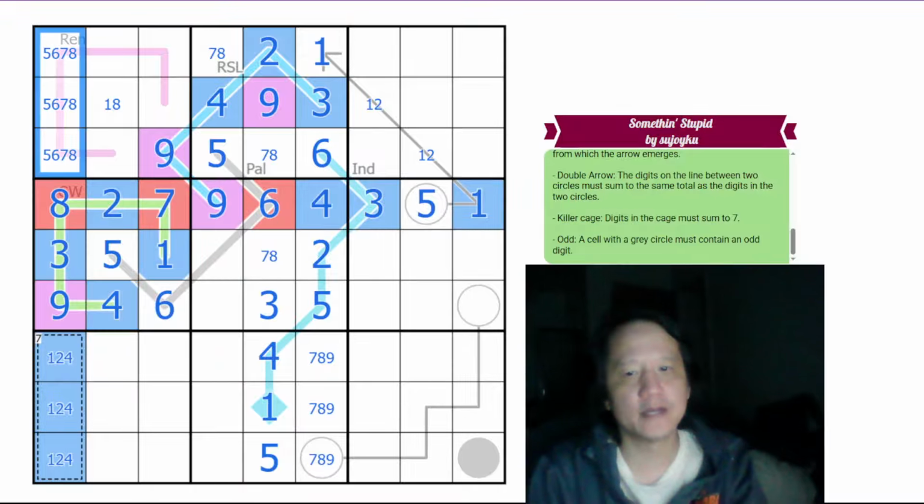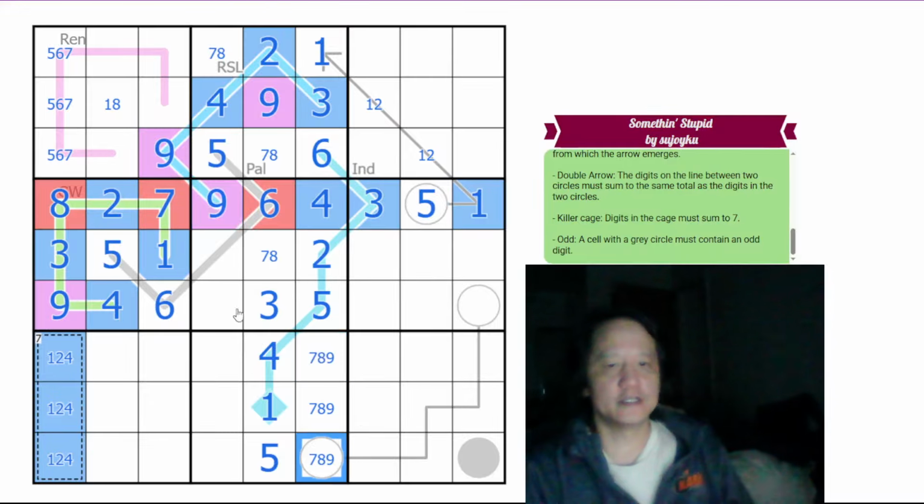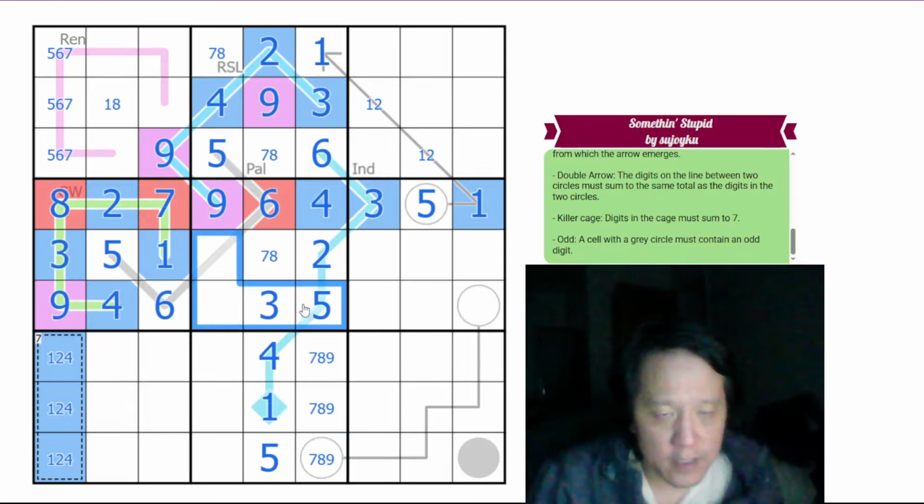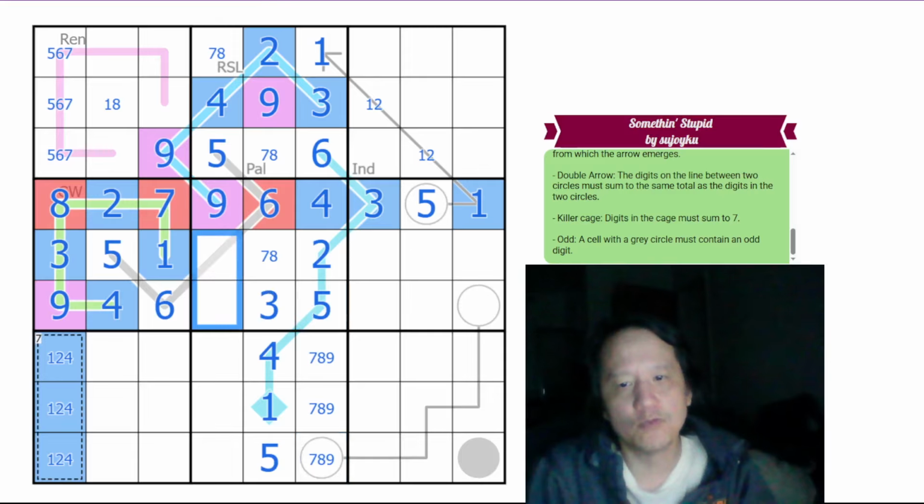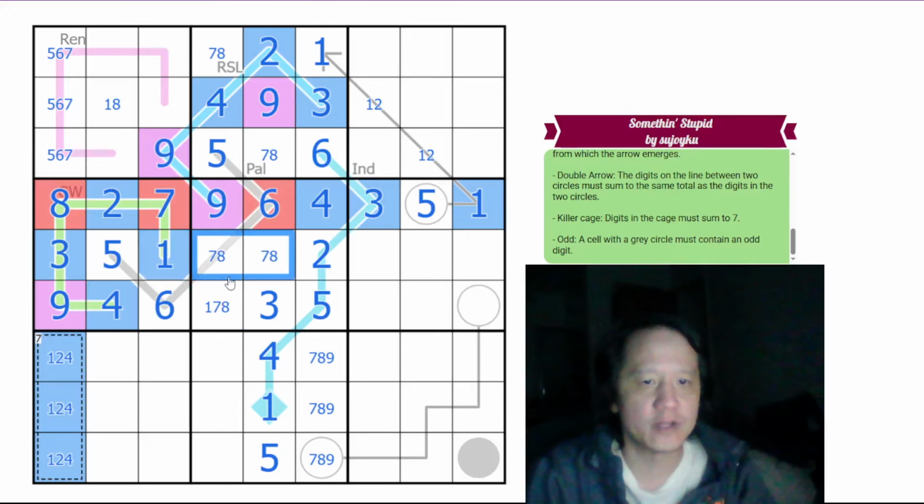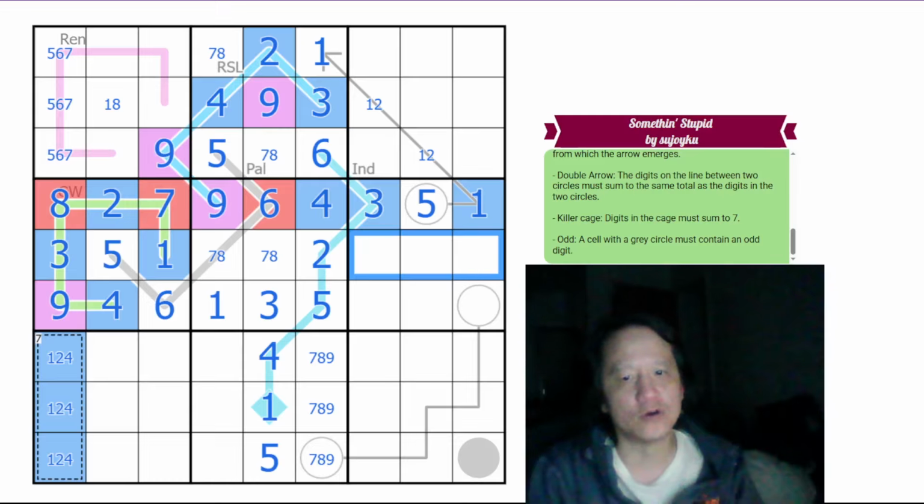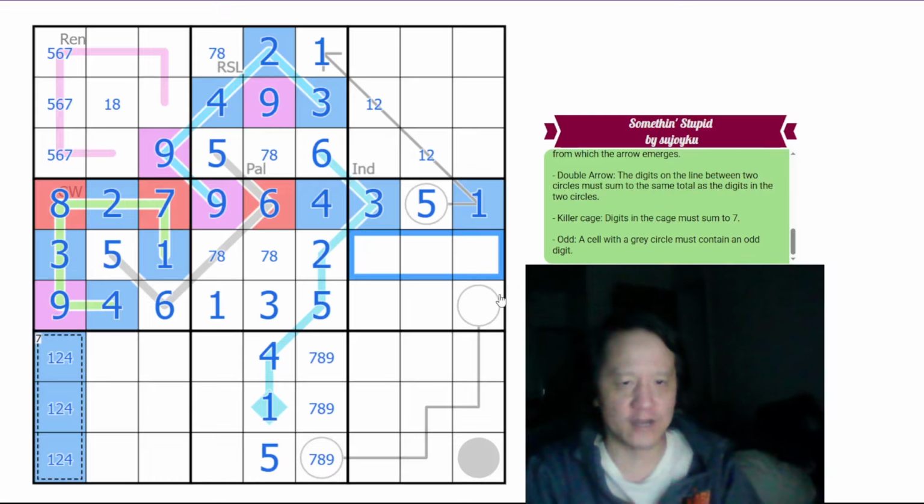That means this cannot be 8. It's a 5, 6, 7 triplet. Remaining digits in the central box are 1, 7, and 8. This can't be 1 because of the 1 in the row, so this is a 7, 8 pair, which eliminates 7 and 8 in the rest of the box, so this is 1. That leaves the remaining digits in row 5 as 4, 6, and 9.